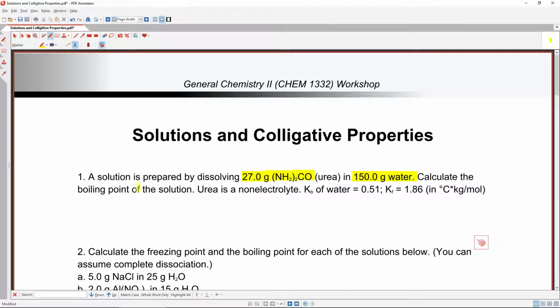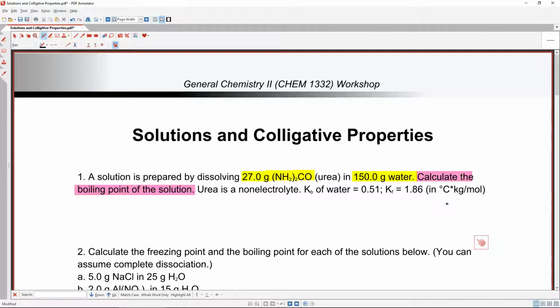It says calculate the... I'm going to change colors because this is what the question is asking me. It says calculate the boiling point of the solution. Cool. So that is what the question is asking me for. It goes on to give me some constants: the boiling point constant of water, Kb, and the freezing point constant for water, Kf. The colligative properties. Take special note of the units, and we can carry on.